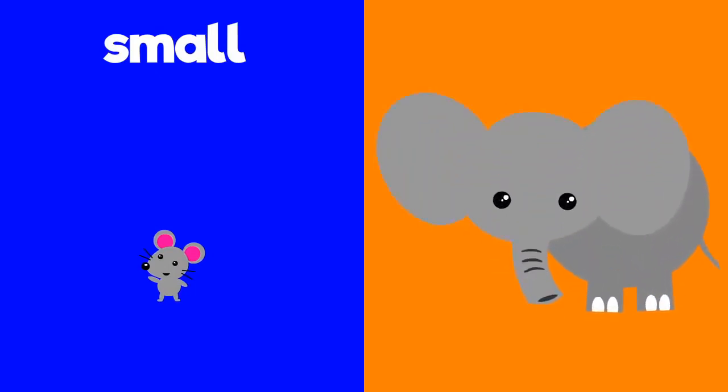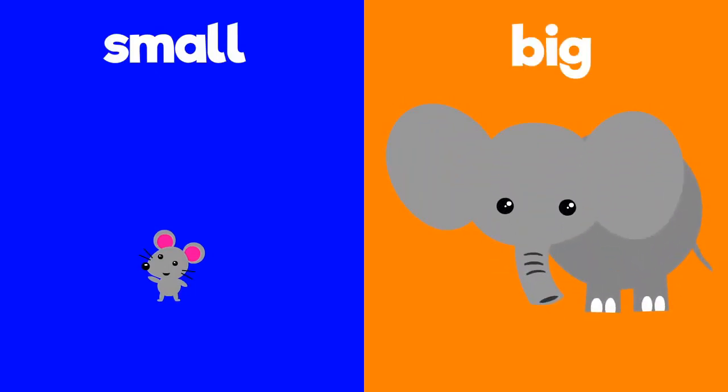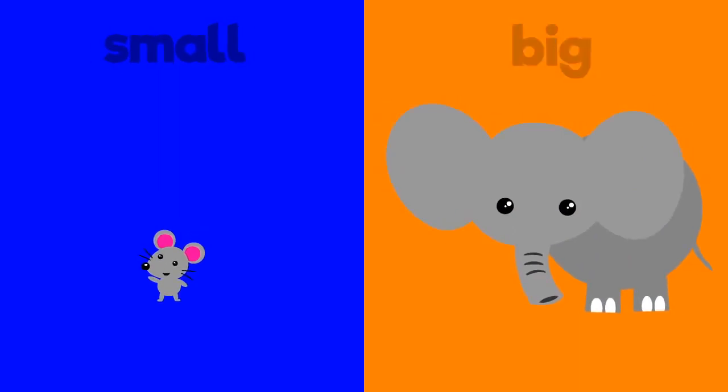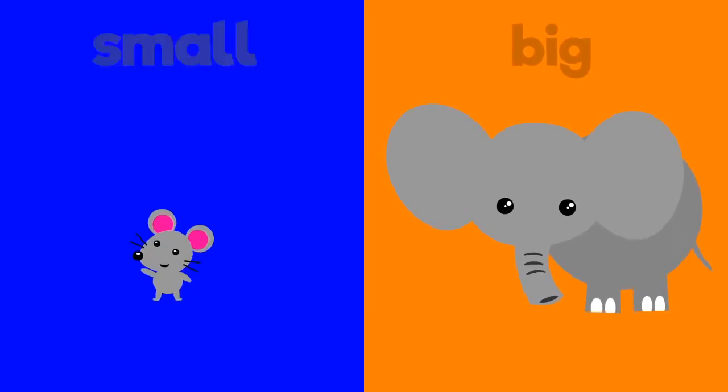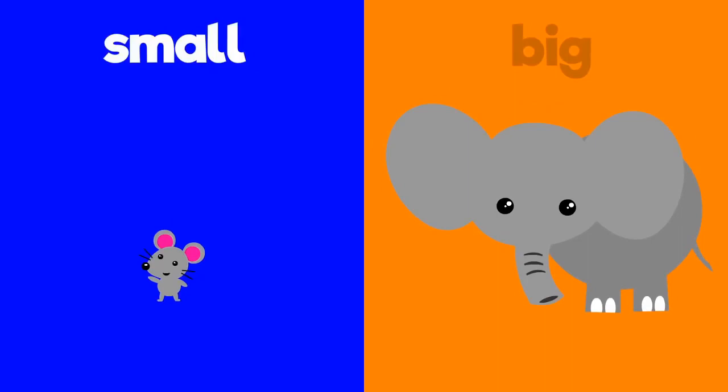Small mouse. Big elephant. Small, small, small. Big, big, big. Small mouse. Big elephant.